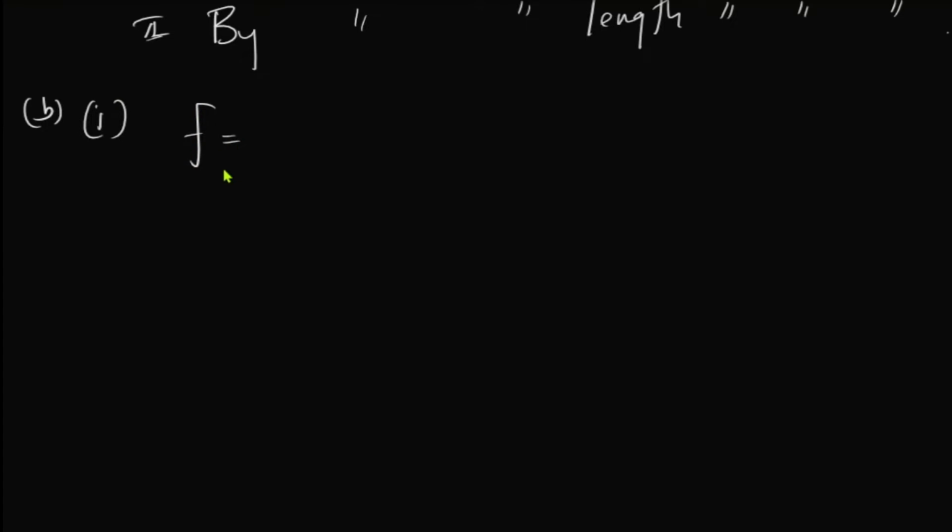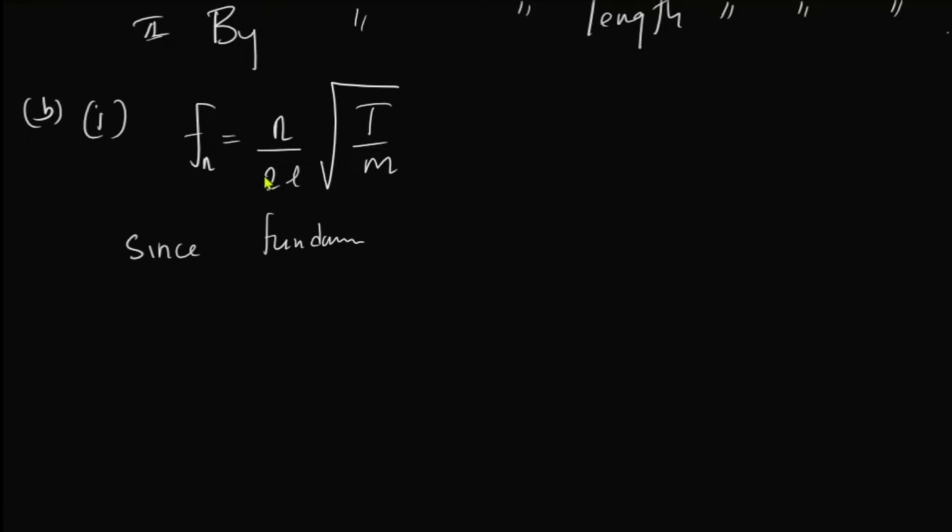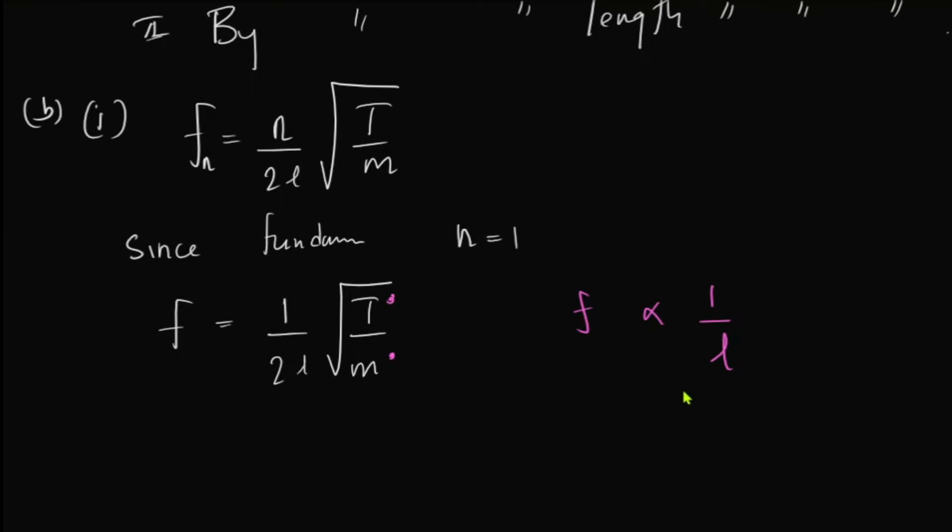We already got an equation, Fn is equal to n over 2L root T over M. Since we are dealing with the fundamental frequency, n is equal to 1. Fundamental means the first harmonic, n is equal to 1. So F is equal to 1 over 2L root T over M. The tension and the mass per unit length are the same, because they have told us the tension is the same and they are using identical strings, so mass per unit length is also the same. Therefore the frequency of the string is inversely proportional to its length.